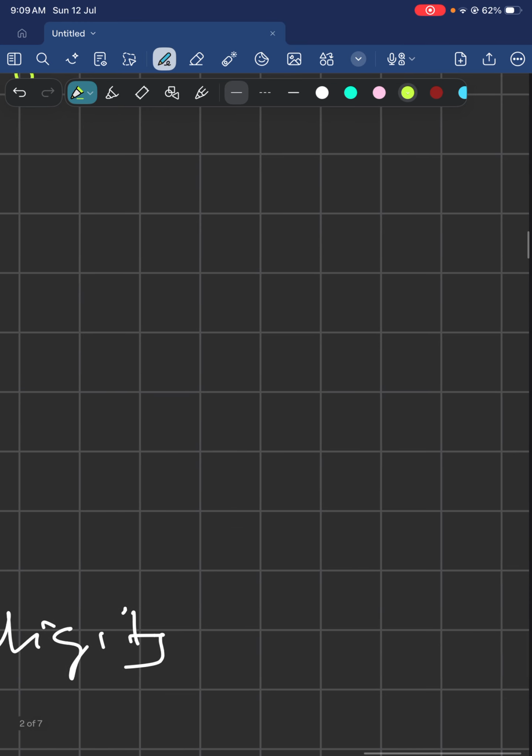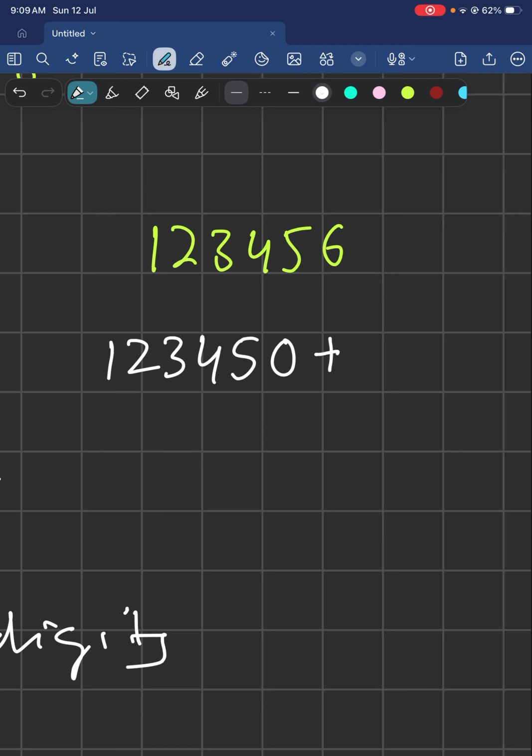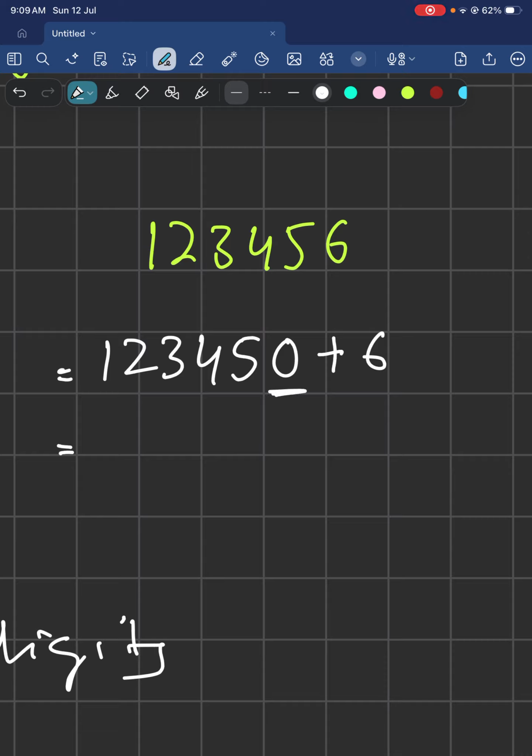So let's just say we have a number 123456. Now why do we only check this last digit when we are checking divisibility by 2? It's because we can write this number as 123450 plus 6, right? This is the same number, we are just writing it the other way. Since there is a 0 here, it means 12345 times 10, plus 6.